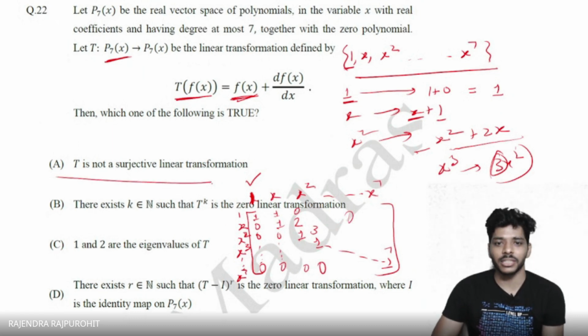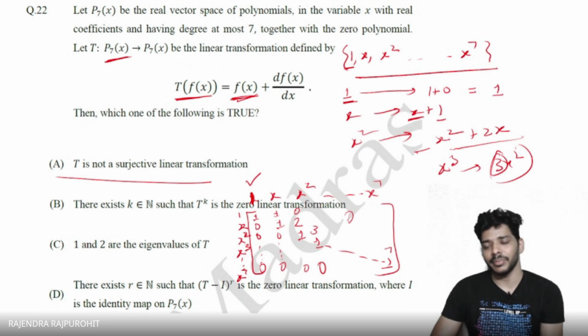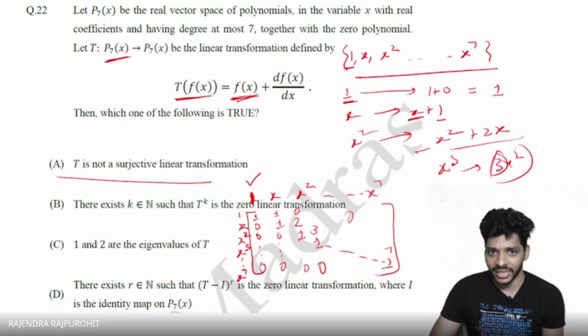That is not a surjective map. It's an invertible matrix. If the matrix of a linear transformation is of full rank, it is a one-one, onto map. It is a surjective map. It is an injective map. This is incorrect. T is a surjective map.